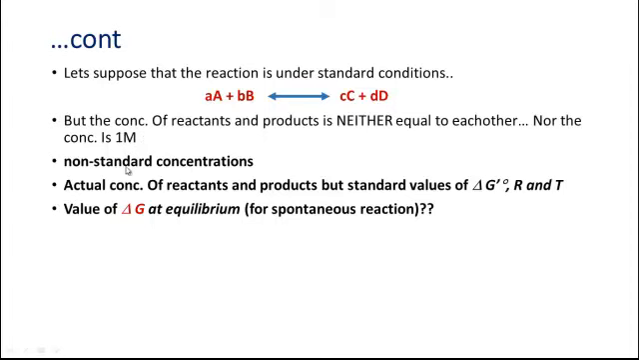So now if we want to calculate the value of delta G at the point of equilibrium for a spontaneous reaction, meaning which is moving towards the right direction of the equation, then what we will do is that we will put the actual concentration of the reactants and products but the standard values of delta G, R and T. In this situation, when the reaction starts, the value of delta G is negative, and as soon as the equilibrium is achieved, it will be 0.